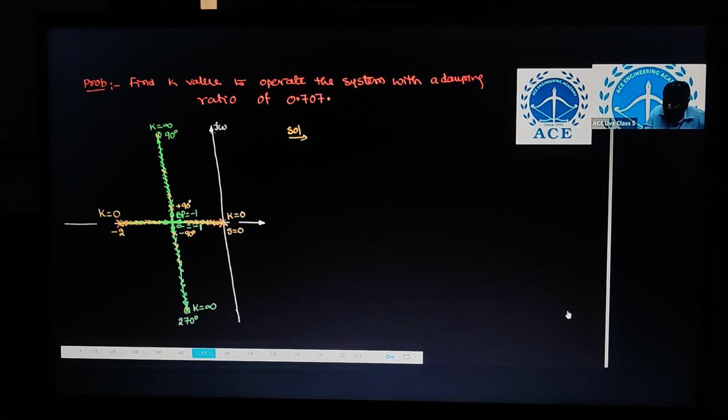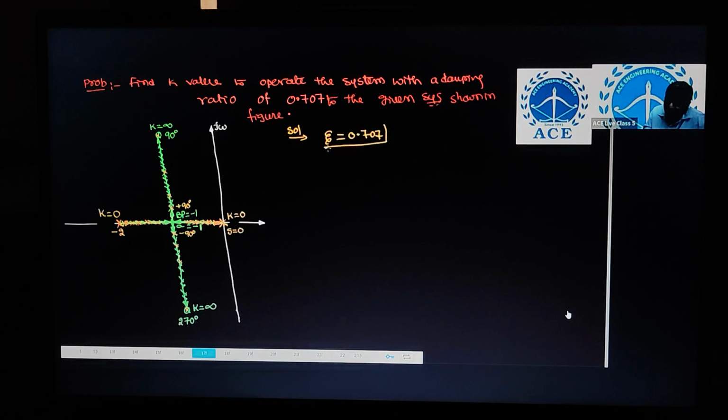Listen, all of you. If you listen, then only you will get it. So that means he will give the diagram. Find the K value to operate the system with a damping ratio of 0.707 to the given system, shown in figure. Like this they'll ask.